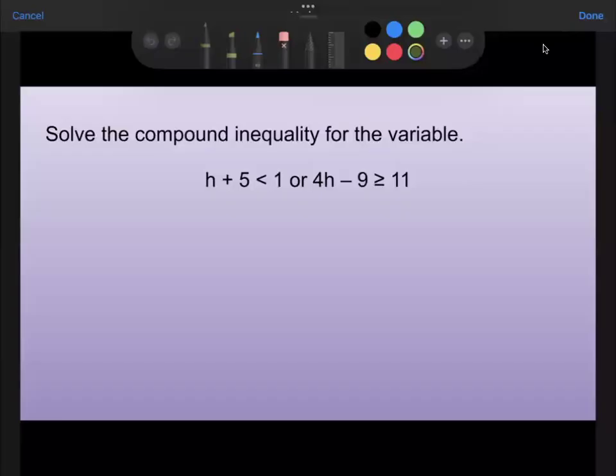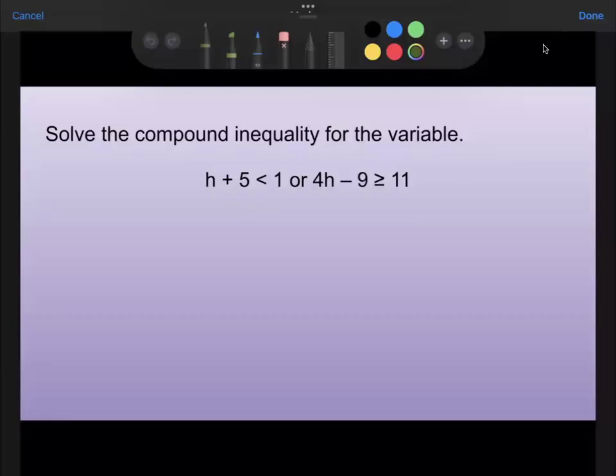Okay, here's our next example, and this is the first one that is an or. As I mentioned, there's ands and there's ors, and that really affects how you graph it. The and ones mean that the value of the inequality is in between two numbers. For the ors, that means that the in between of the two numbers is not a solution. So the solutions go the opposite two ways on the number line when you graph it.